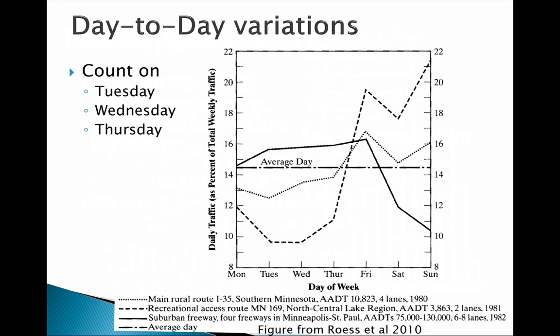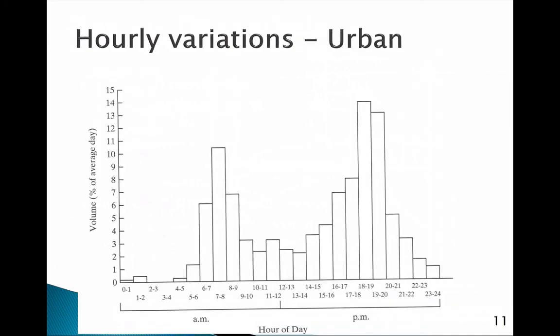Mondays and Fridays aren't as reliable because people are more likely to take days off on those days, either sick or vacation. People come in later on Mondays and leave earlier on Fridays sometimes. So we tend to stick with Tuesday, Wednesday, Thursday for our weekday counts.